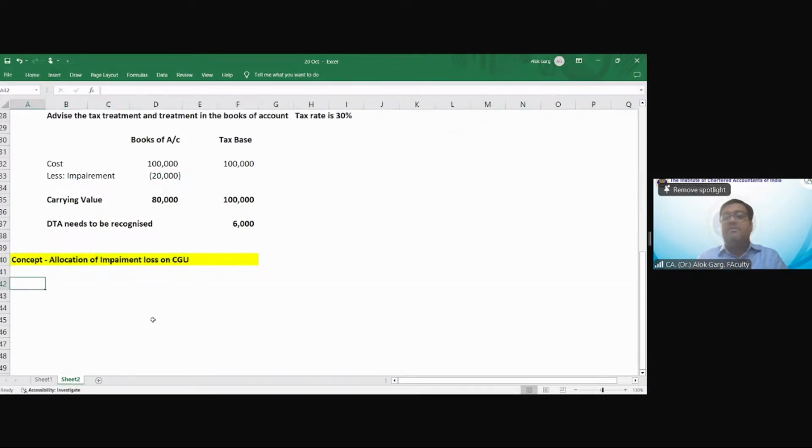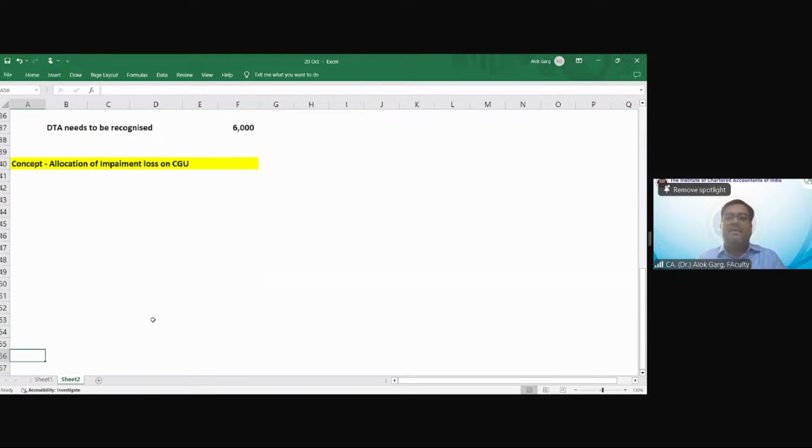Allocation of impairment loss on cash generating unit. Friends, I will take 3 examples, and with the 3 examples, your entire concepts of allocation of cash generating unit will be clear. So let me discuss those examples. Allocation of impairment loss to cash generating unit.